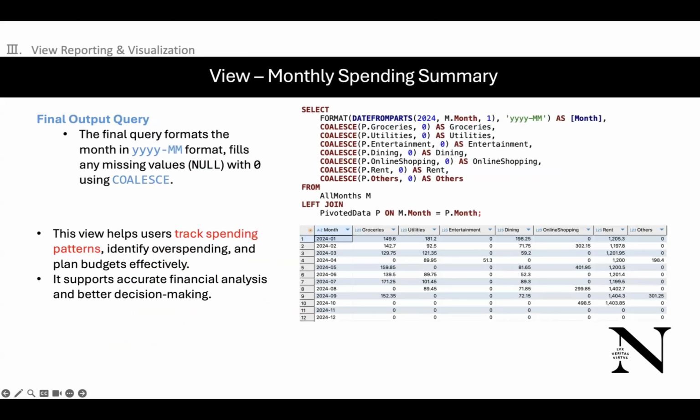And here for the final output query, it formats the months into year and month format. It fills any missing values with 0 using the coalesce function. This view helps our users to track spending patterns, identify overspending, and plan budgets effectively. By providing this consistent and complete data set, it supports accurate financial analysis and better decision making.